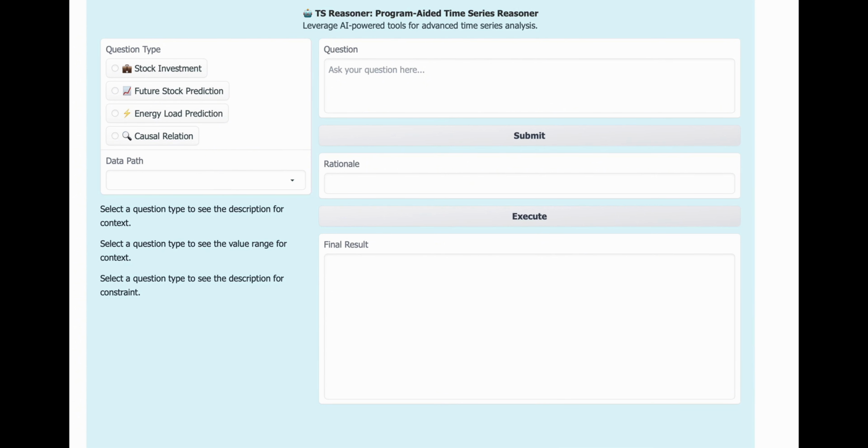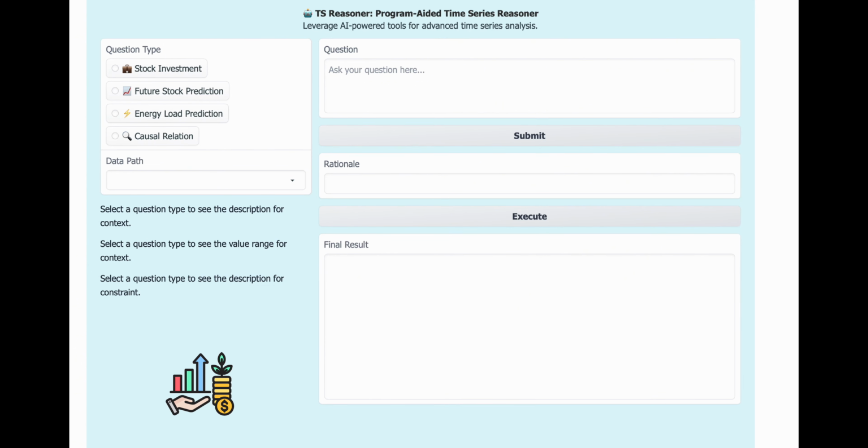With any given question, TS Reasoner is able to generate rationale and execute the corresponding tools in a step-by-step manner. With the integrated evaluation framework, we are able to evaluate different types of questions and demonstrate the final answer obtained by TS Reasoner, as well as the evaluation result.